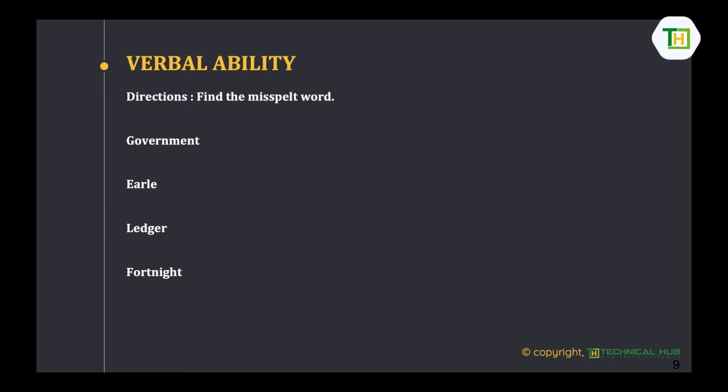Come on, find the misspelled word here. Government. Government. This is perfect. Arle is the name of a place actually. This is wrong. Ledger is correct. Fortnight is correct. This is early. No need of more explanation about it.